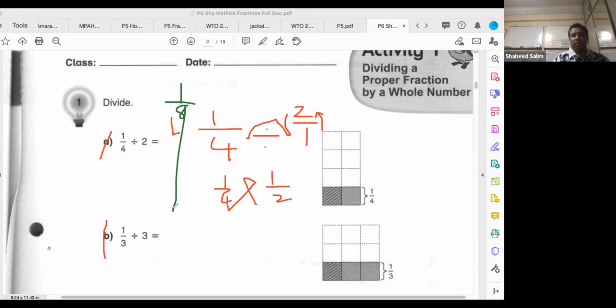Okay, let's see. Riaz. Yes, down here. You change to times, 3 goes down, 1 goes up. So top times top, 1. Bottom times bottom, 3 times 3, 9. Riaz, you okay? Shalina, well done. Okay, Shafia, well done. Now we're going to move to the next one.